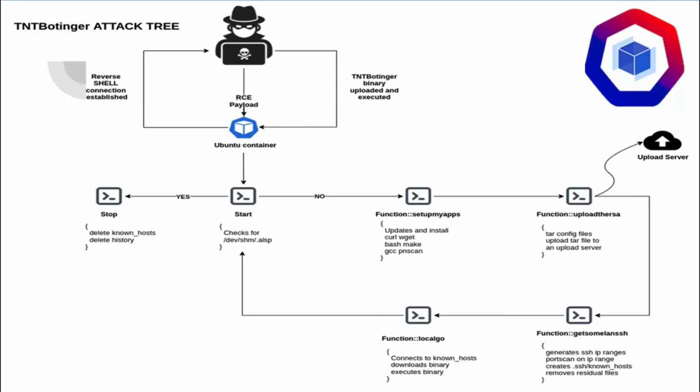The GetSomeLAN/SSH function generates SSH IP ranges using masscan and updates the known hosts file. Finally, the localgo function makes use of the known hosts file to attempt authentication on newly detected devices. If these efforts succeed, the same payload is installed on other machines, and the assault spreads.